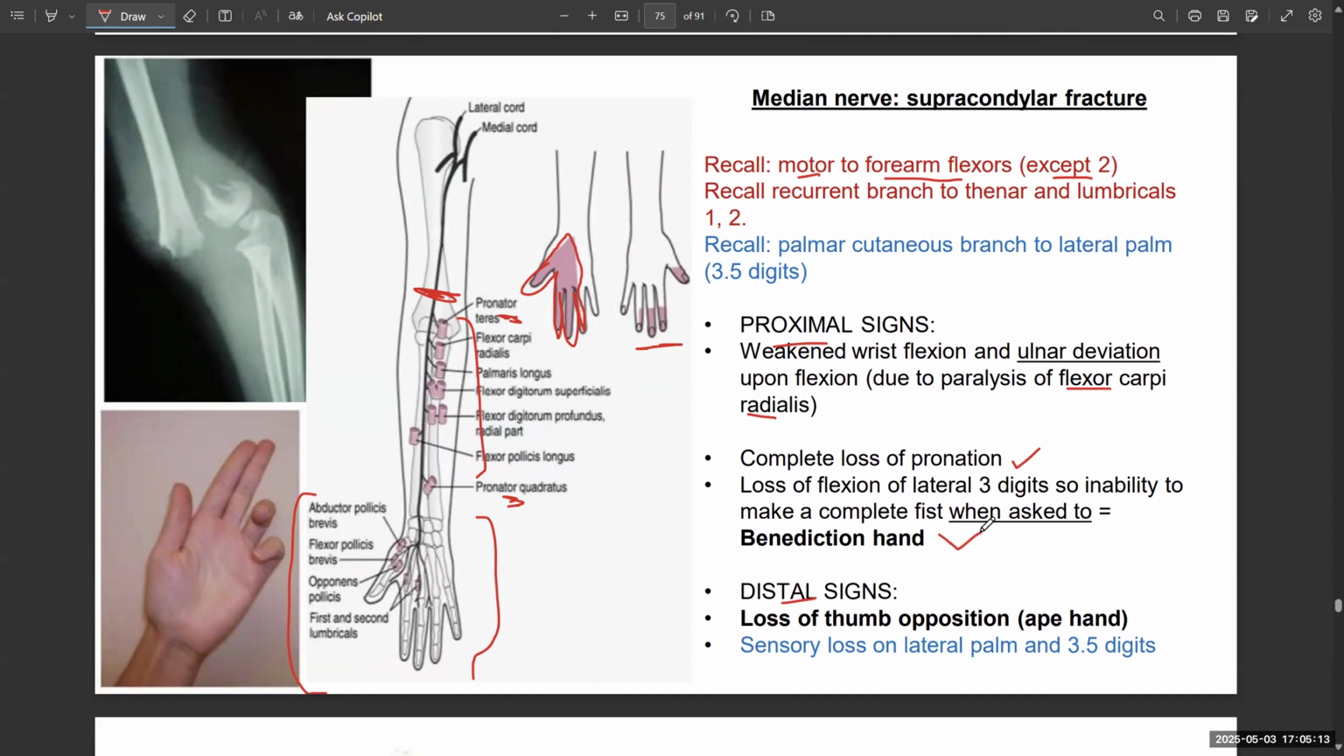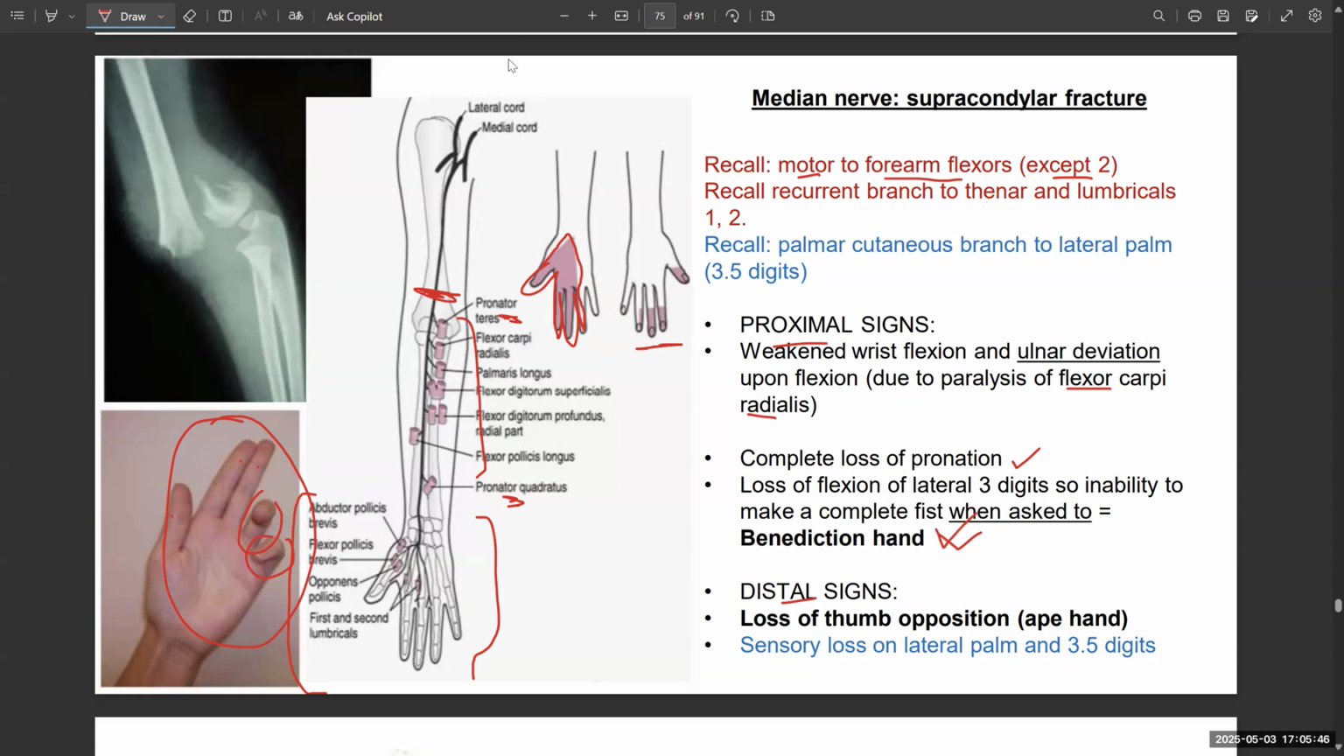So basically, if you have a person and you ask them to hold up their hand, and then ask them to make a fist, they won't be able to make a complete fist. This is what you're going to see. You're going to see this hand over here. You're going to see that the ring finger and the pinky finger are flexing fine. They're going into making the fist. However, the index finger and the middle finger and the thumb are straight. They're not able to flex these fingers. This is benediction hands.